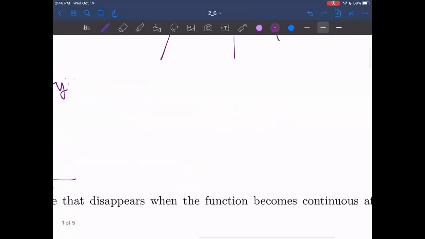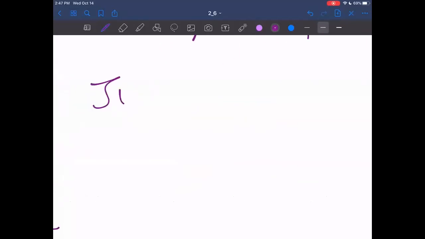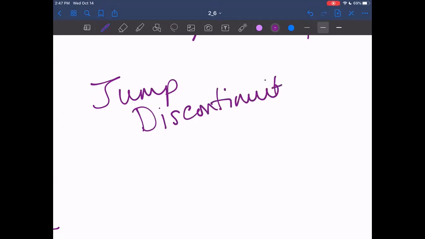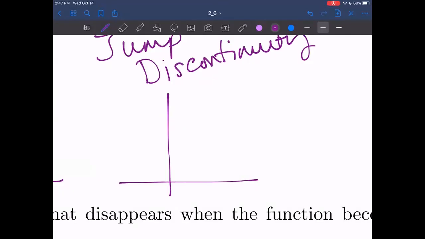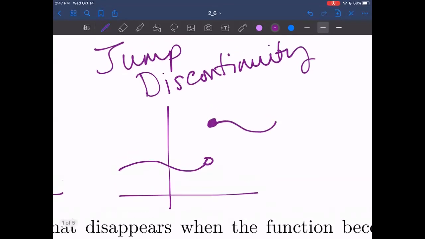Then we've got a jump discontinuity. If we're traveling along on our function and the two limits on either side don't equal each other, that generally means that we've got a jump discontinuity. So anything where we've got just a break in the graph like that.